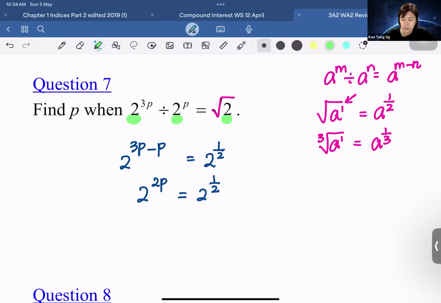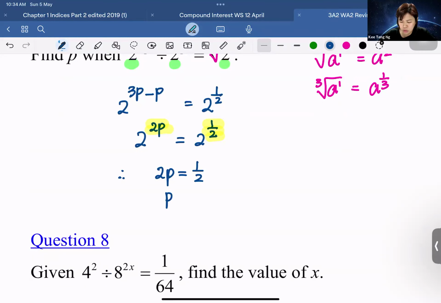Since the base and the base are the same, the powers and the powers must be equal to each other. So therefore, 2p equals half. Okay, get rid of 2, divide by 2. So half divided by 2 gives you 1/4. Have you gotten the answer?